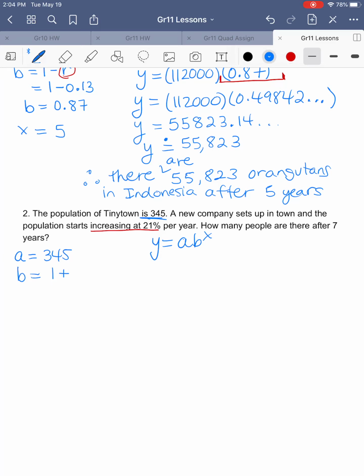So b is equal to 1 plus r. Now remember, r is going to be our percent, so here we have our 21% written as a decimal. And to do that, we are going to just divide by 100, which gives 0.21. So b is equal to 1 plus 0.21, which is 1.21. So we have a, we have b, and we are asked to find how many people there are after 7 years. So x is equal to 7. And y is what we're looking for. That is going to give us our new population. So let us put in all of the information we have.